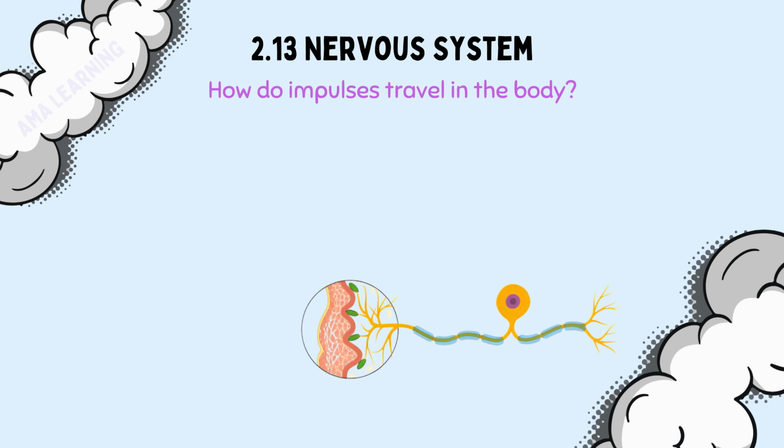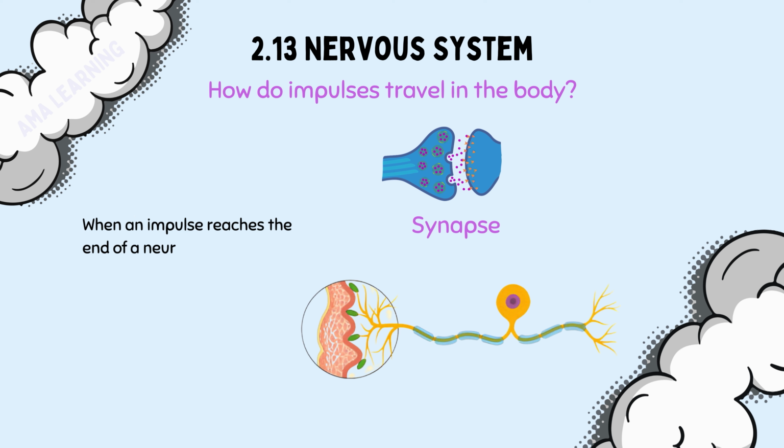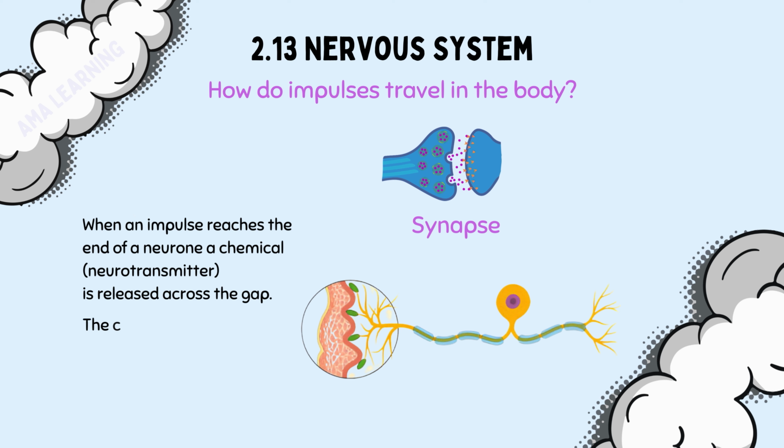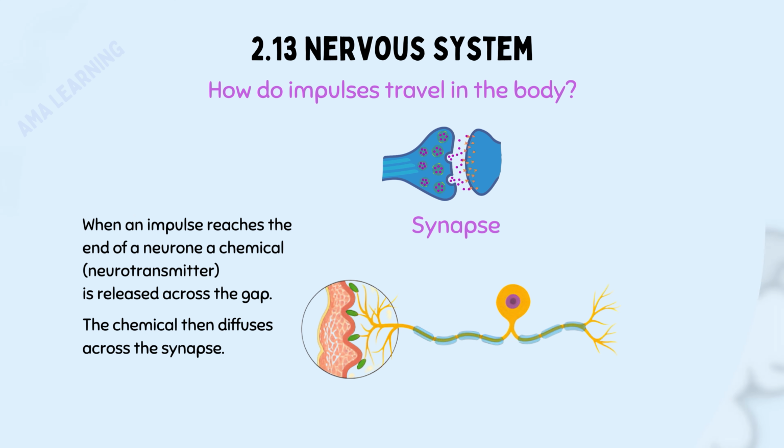Neurons are not joined together. They have a small gap between them. The gap between the neurons is called a synapse. When an impulse reaches the end of a neuron, a chemical neurotransmitter is released across the gap. The chemical then diffuses across the synapse. Remember, the synapse is the gap between the neurons or nerve cells. When the chemical reaches the next neuron in sufficient quantities, this starts another impulse.